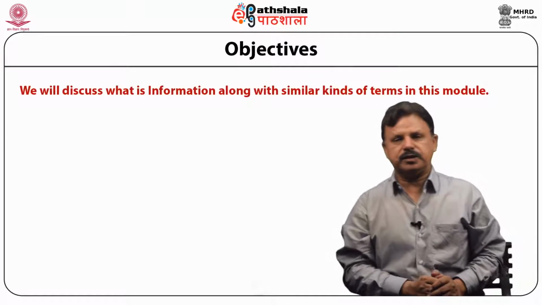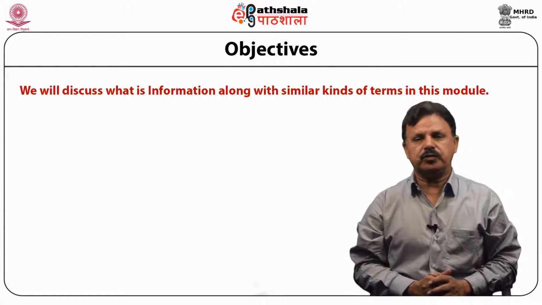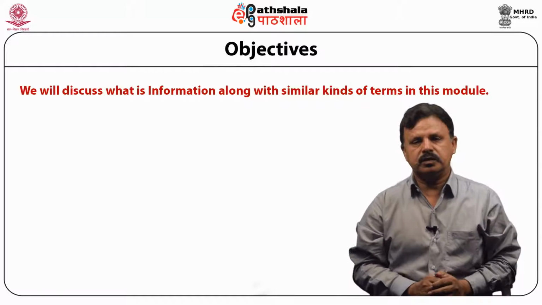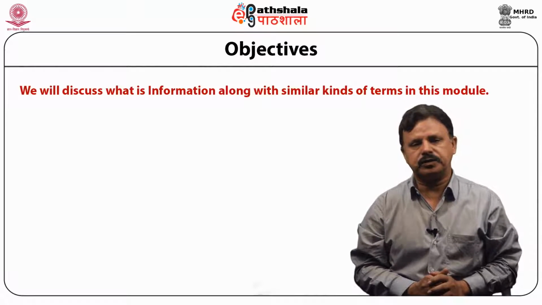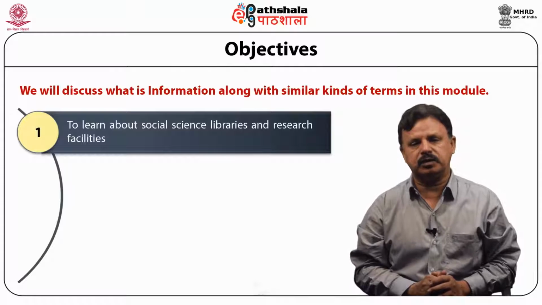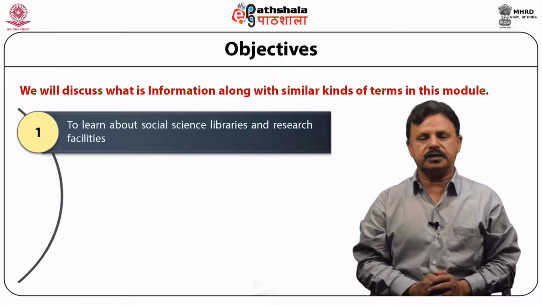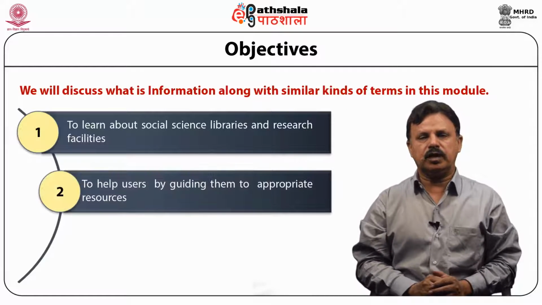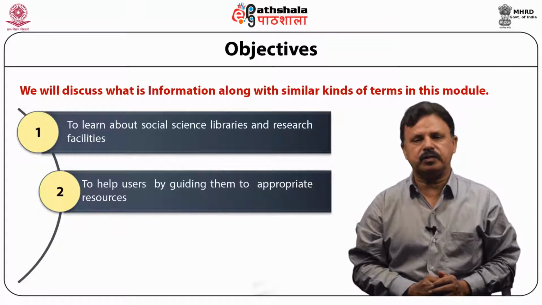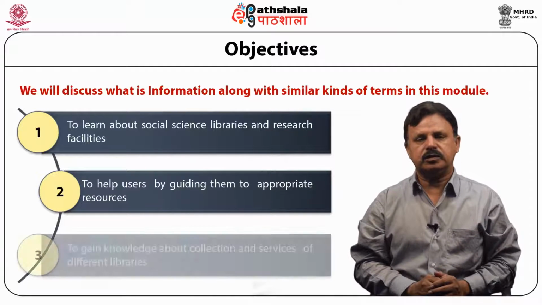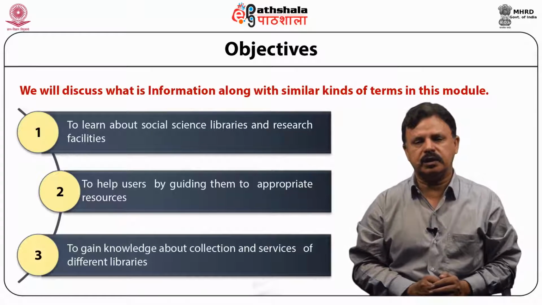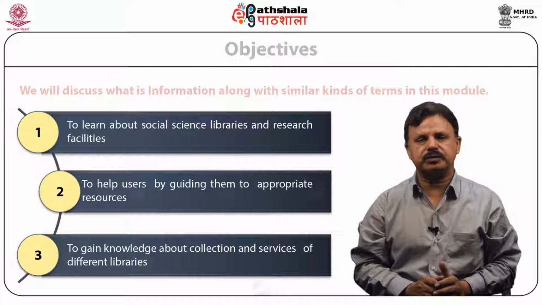Today we are going to talk on module Evaluation of Social Science Libraries from paper Information Sources in Social Science. So students, let us see what we are going to learn from this module. The essential objective of this module is to learn about social science libraries and research facilities, to help users by guiding them to appropriate resources, and to gain knowledge about collection and services of different libraries.